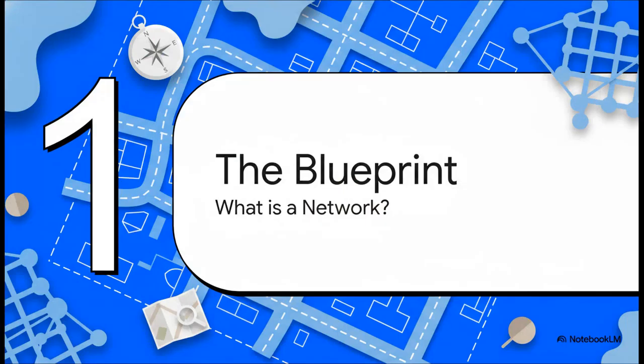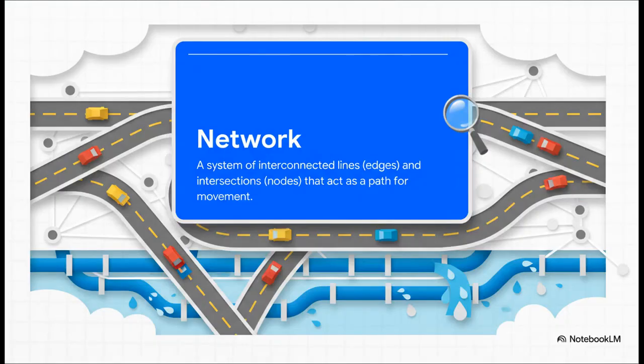Okay, so to really get how this all works, we first need to lay out the blueprint. We gotta ask the basic question: what exactly is a network in the world of Geographic Information Systems, or GIS? You know, at its heart, a network is actually super simple. It's just a collection of lines, which we call edges, and the points where they all connect, which we call nodes or junctions. Just think of it like a digital skeleton for anything and everything that flows, from cars on a highway to water running through a pipeline.